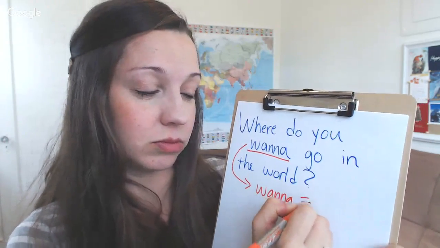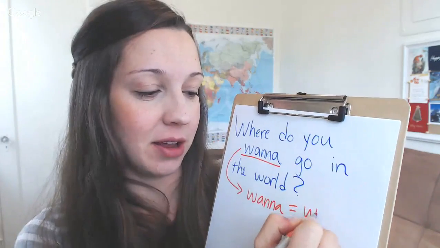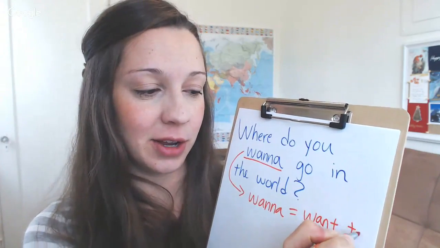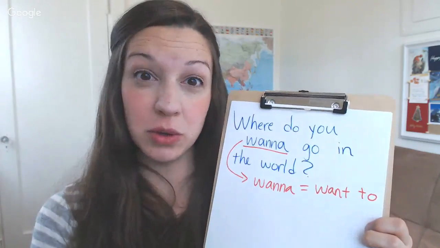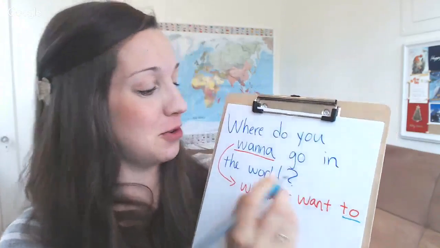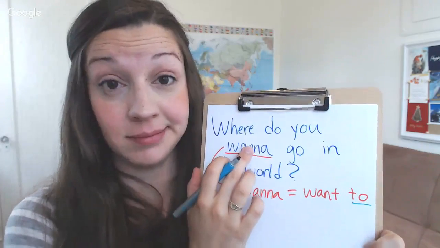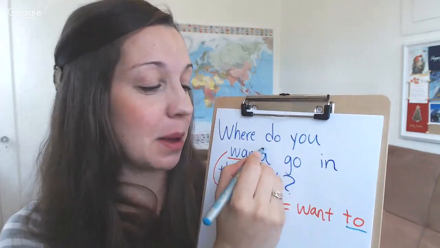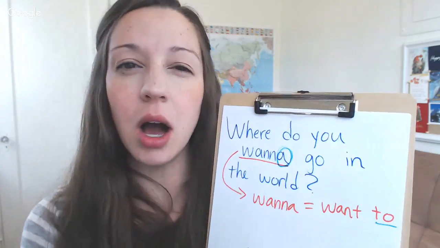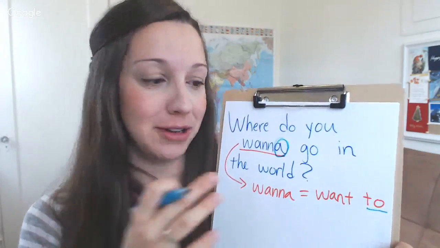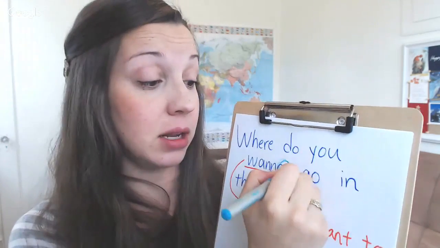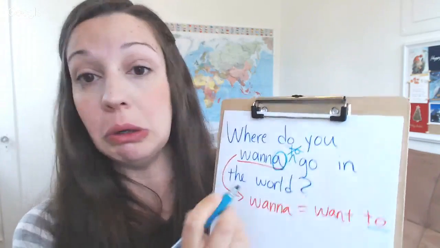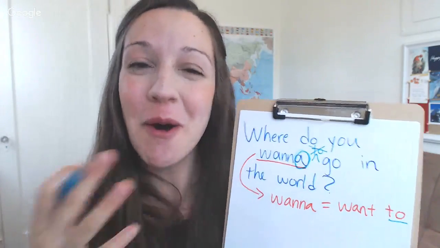Wanna stands for two words. Just like gonna, we've combined want to. So what happened to to? Where is to in this reduction? Well, same as gonna, it has become this sound at the end, this schwa sound. So we don't need to add to. No, don't add to afterwards because we already have to.